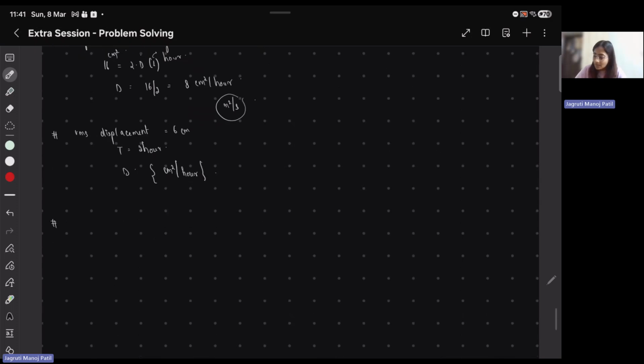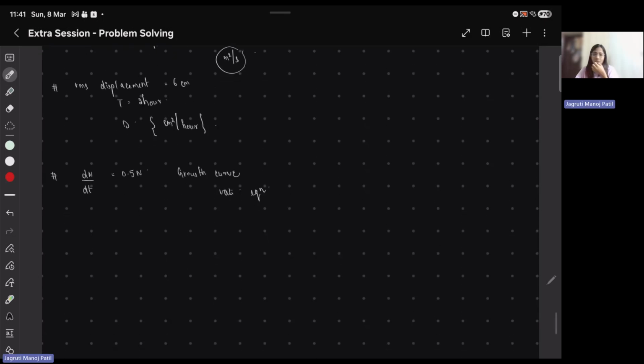Okay. Next, here I'm expecting you to solve this differential equation. So I have dN by dt as 0.5 N. So what does this represent? This is something like your growth curve or growth rate equation. Okay. So how do you solve it?